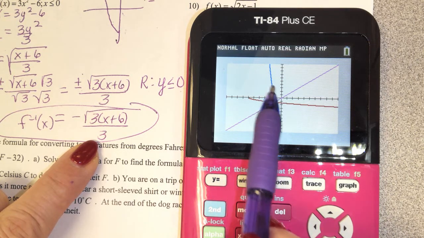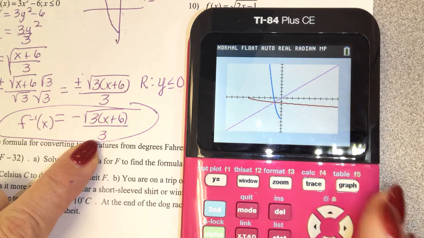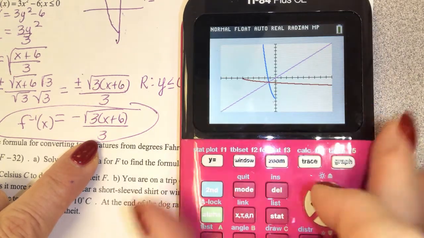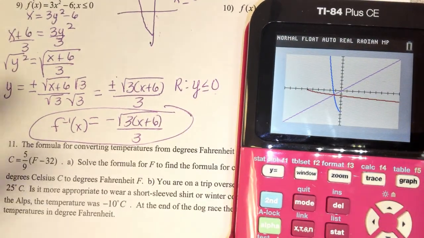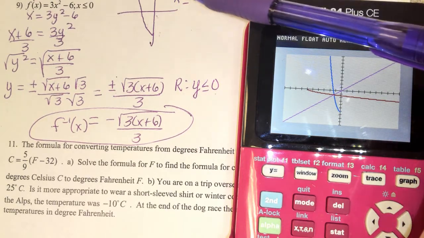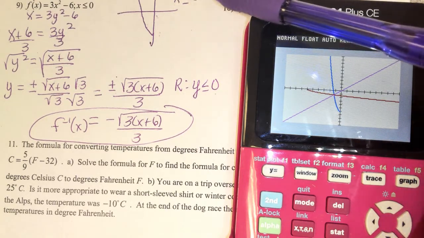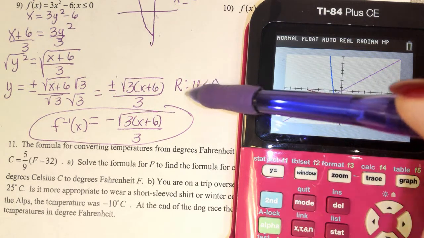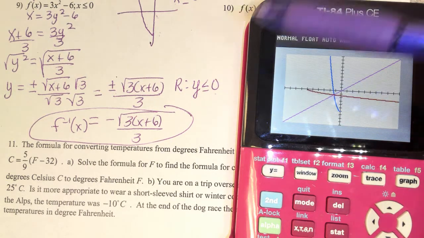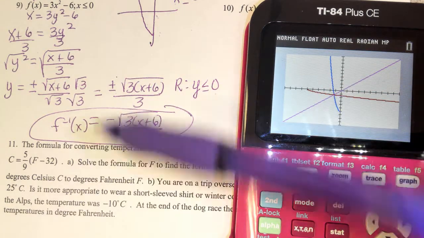You should always see that point. It's not going to look perfect because we have a rectangular screen, but we can tell that that's going to be right. Okay, any questions over inverses? Domain becomes range, range becomes domain. So since the domain here was that x had to be less than or equal to 0, that's what our range had to be here, that y had to be less than or equal to 0. And that's how we knew we had to use the negative.